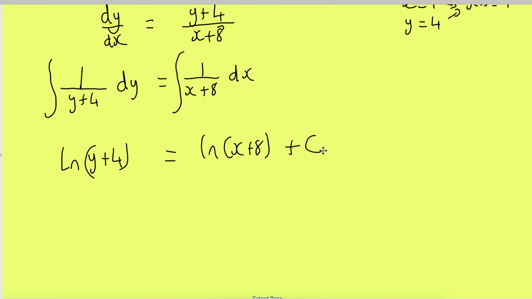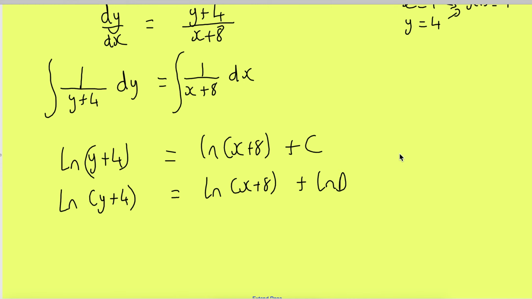Now, as I said to you before, as soon as there's an ln on this side, we change that constant so it becomes an ln as well. Now remember, the constant's just a number, so it doesn't matter what you do to it, right? So I'm going to make that constant, instead of calling it c, I'm going to make it ln d, right? Okay, you don't need to write that wee comment at the side, but I just do it to show you what I've done.